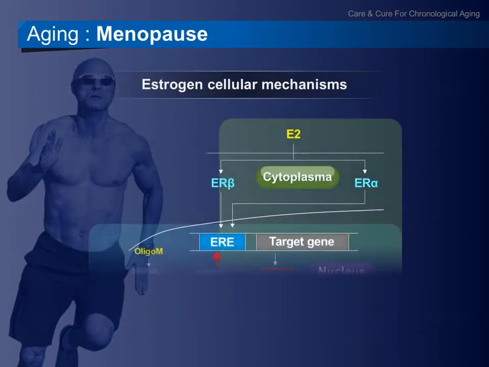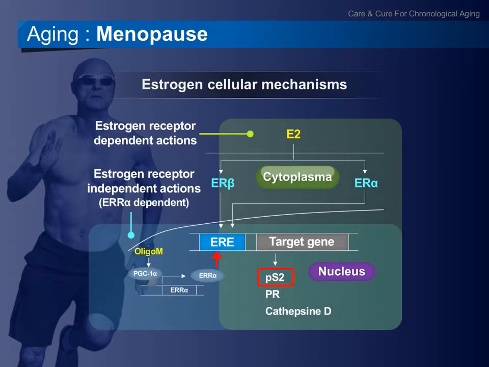Here, we have reported for the first time that OligoM has estrogen-like effectiveness and that it could have an impact on menopause. OligoM activates PGC1-alpha to express ERR-alpha, which then activates estrogen-dependent target genes.